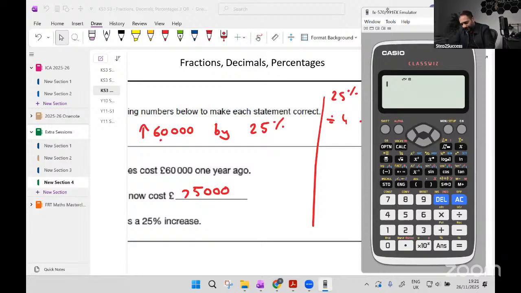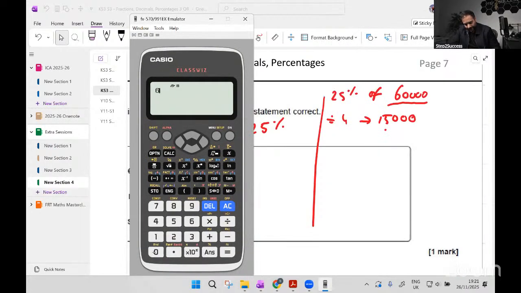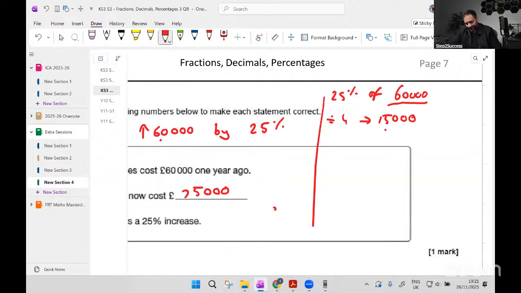Where what you can do is take your number. If I want to increase it by 25%, I can just multiply it by 1.25. That immediately increases any number by 25% if you times it by 1.25. And it takes you straight to the answer to £75,000. And that is the answer here.